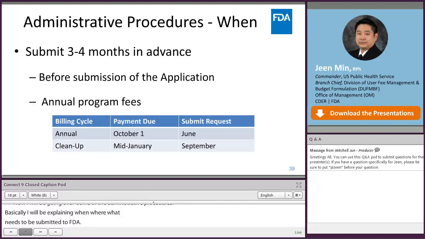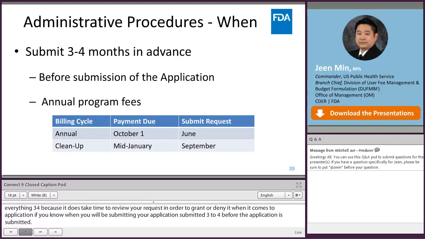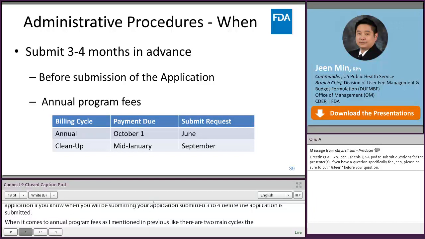When it comes to annual program fees, as I mentioned in previous slides, there are 2 main billing cycles. There's the annual program fee. Usually the payment is due on October 1st. It is recommended you submit in June. Then there's the cleanup program fee, which is usually due in mid-January, so it is recommended that you submit it in September.